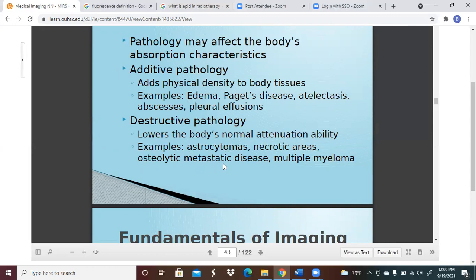If you actually take a look at a lung patient that has a huge tumor in there, but the middle of it has been hollowed out, basically what you see is a ring of cancer there with just nothing in the middle, almost looks like air. It's really kind of weird to see. You've got osteolytic metastatic disease and multiple myelomas.